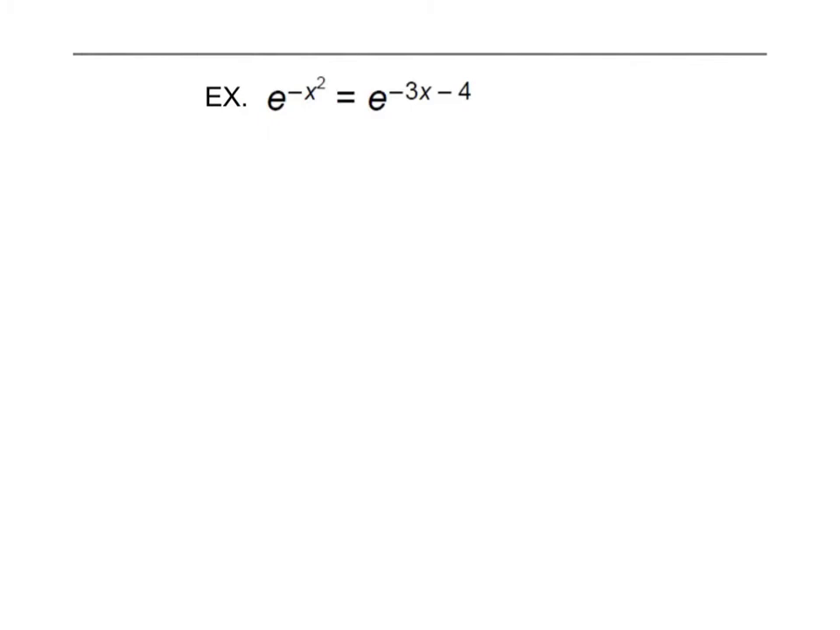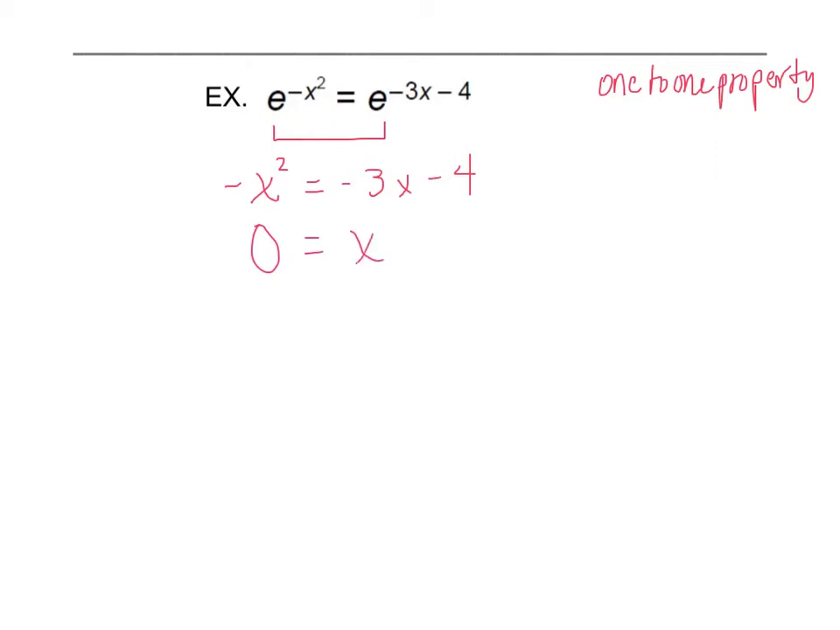This one you can use the one-to-one property because they are both e to a power. So because these are both e to a power, that means that their exponents are equal to each other. So negative x squared is going to equal negative 3x minus 4. I'm going to move the x squared to the other side to make it positive. So 0 is equal to x squared minus 3x minus 4. I believe this will factor.